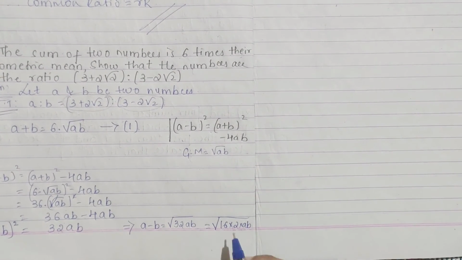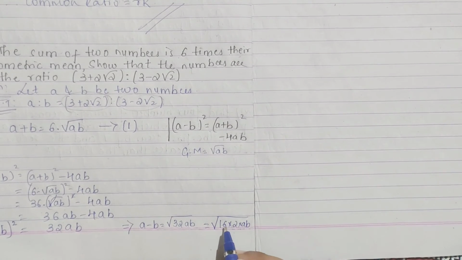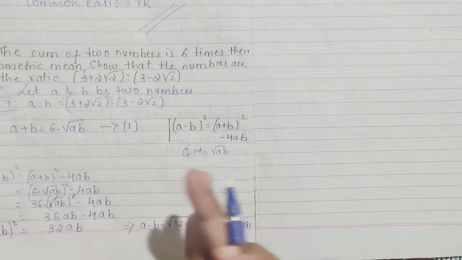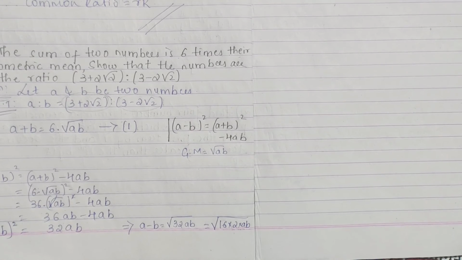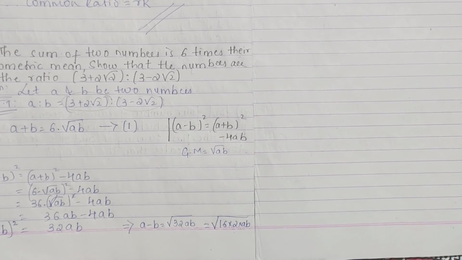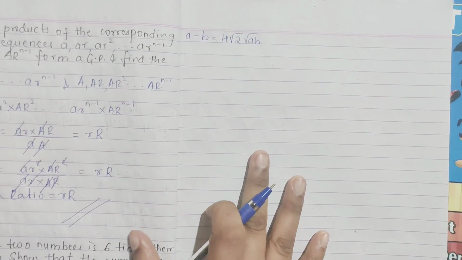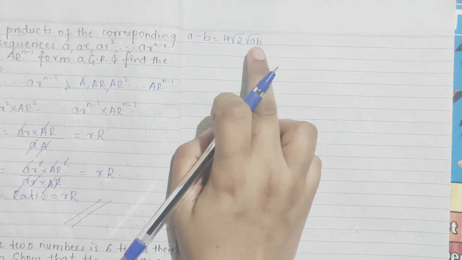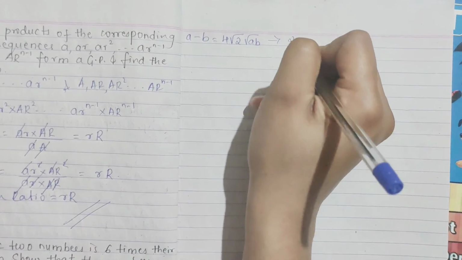Why have I written like this? Because the square root of 16 we know is 4. So in simple form you can do this, just try to do it in your root also. So you are getting A minus B equals 4 root 2 root AB. You can take this as equation 2.